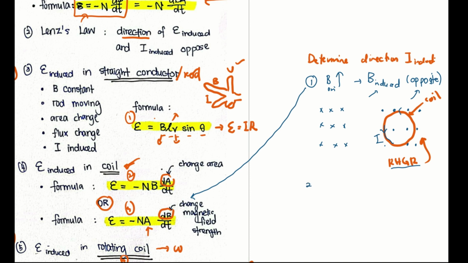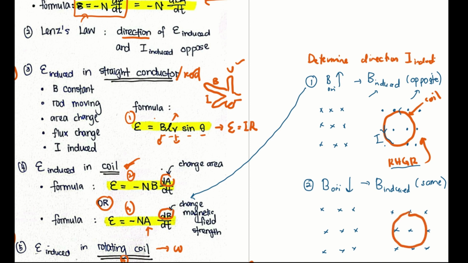On the other hand, if your B original is decreasing, your B induced will be in the same direction. So if B original is into the page, your B induced is also into the page. Then, using your right hand grip rule, your direction of current will be clockwise. This is the induced current. The question normally asks us to determine the direction of induced current, so we use this method.